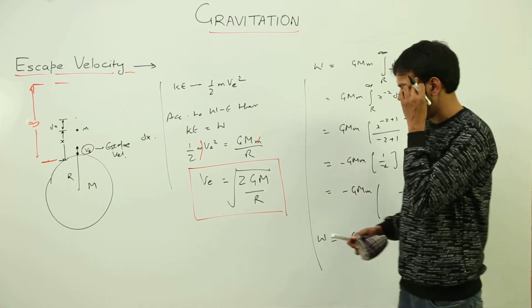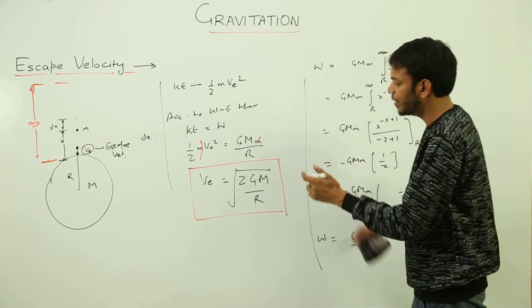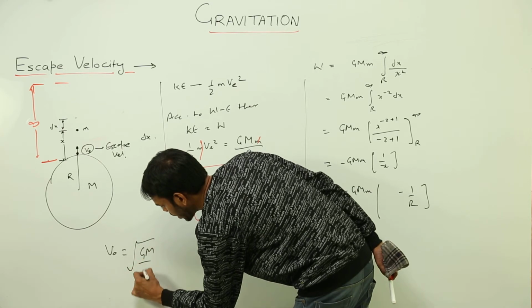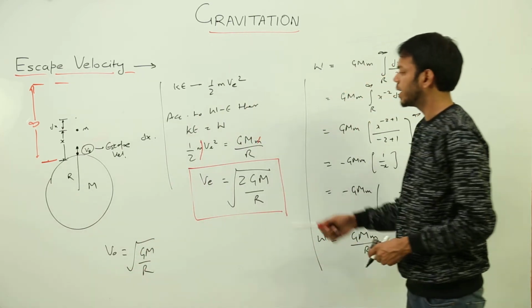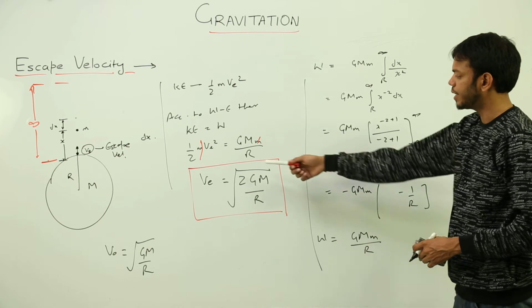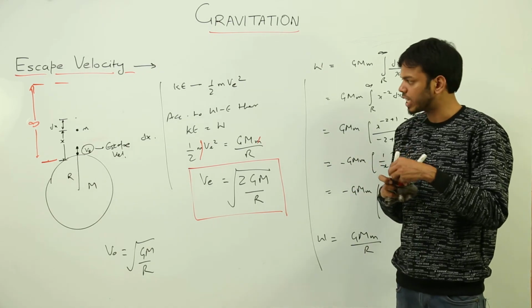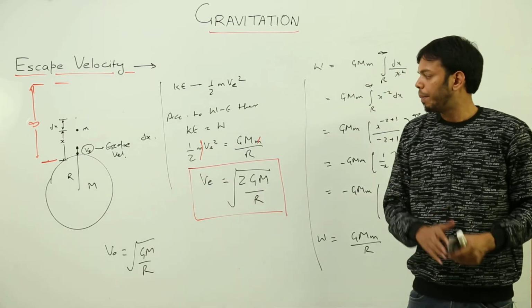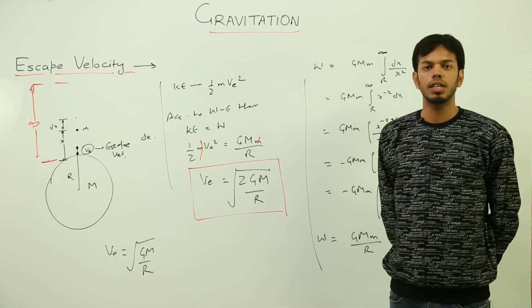Now you must be relating it with orbital velocity. The formula was under root GM over R, right? There wasn't any 2 there, and in escape velocity there is a 2 here. So this is the required expression for escape velocity, which is the velocity required by a body to escape the gravitational pull of a planet.